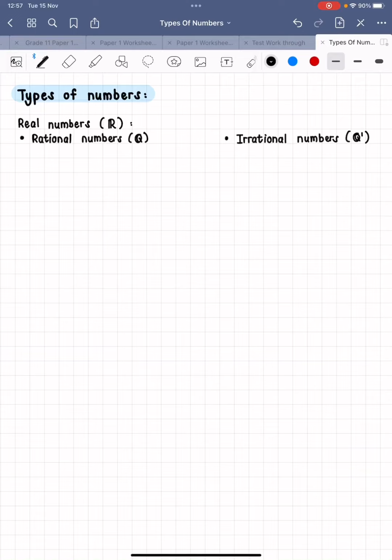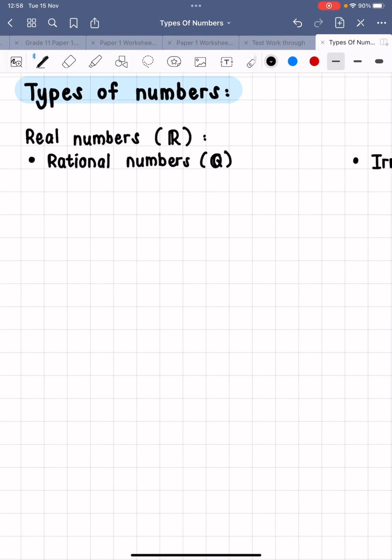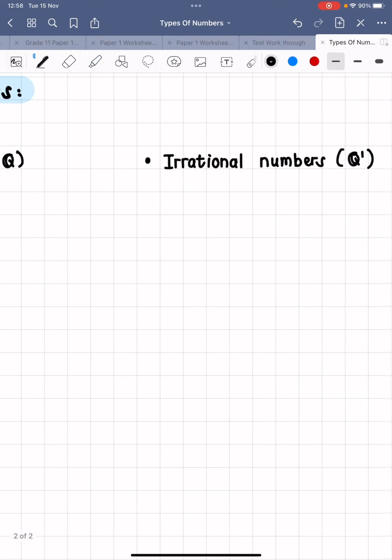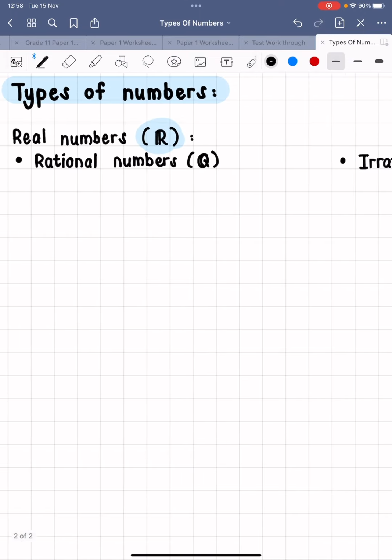Let's talk about types of numbers. So the main type of number that we work with is real numbers, and we use this R just to symbolize real numbers. Real numbers can be split up into two groups, namely rational numbers and then irrational numbers. You can see the symbols there as well.